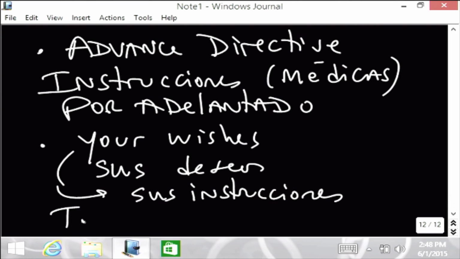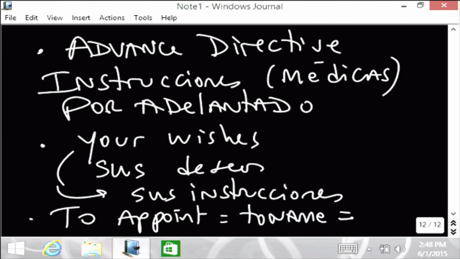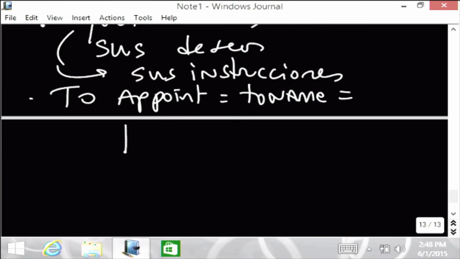To appoint es lo mismo que to name, es nombrar. So if I say, for example, you need to appoint a family member and make sure that she understands what your wishes are: Asegúrese de nombrar a un miembro de su familia y asegurarse que ella entienda cuáles son sus instrucciones médicas. ¿Ok? Instrucciones médicas.